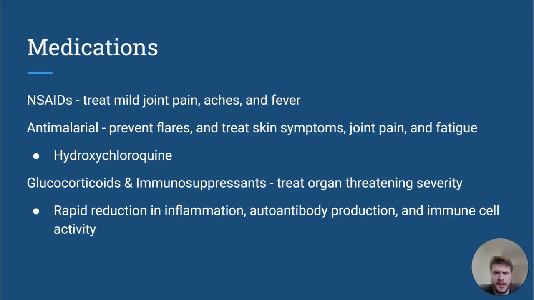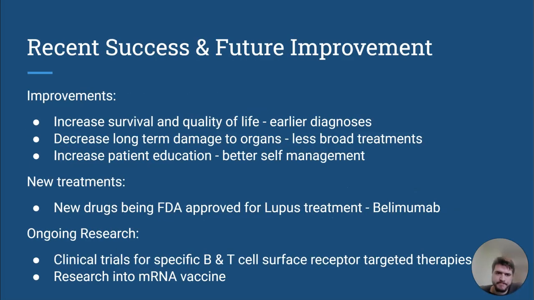So those NSAIDs are treating mild joint pain, aches, and fever, and the anti-malarial is really cool, specifically hydroxychloroquine, because it's actually used in a very high majority of lupus cases because it prevents and reduces the severity of those flare-ups. And then those glucocorticoids and immunosuppressants are much stronger treatments, and so you use them when you need to rapidly reduce inflammation and the autoantibodies being produced.